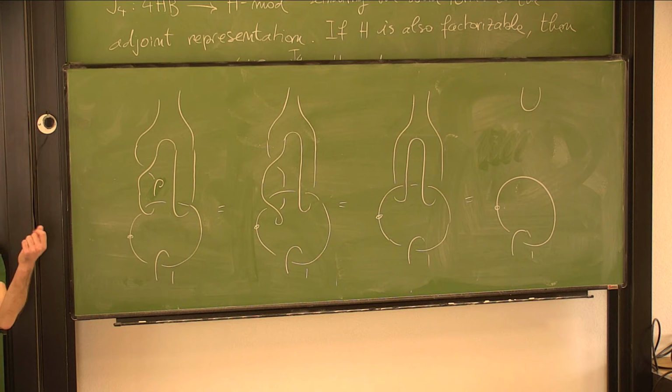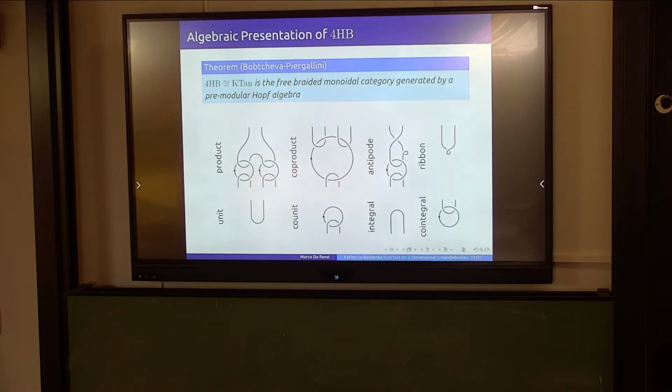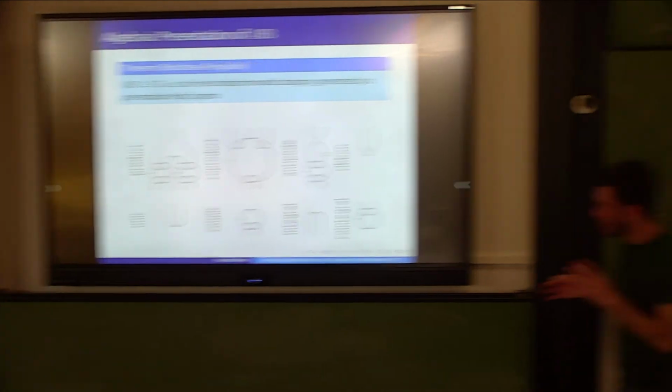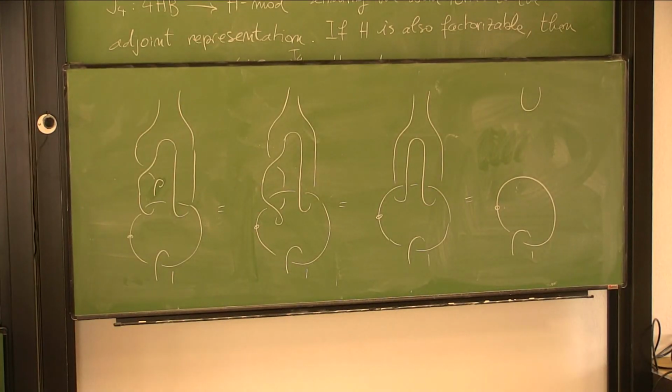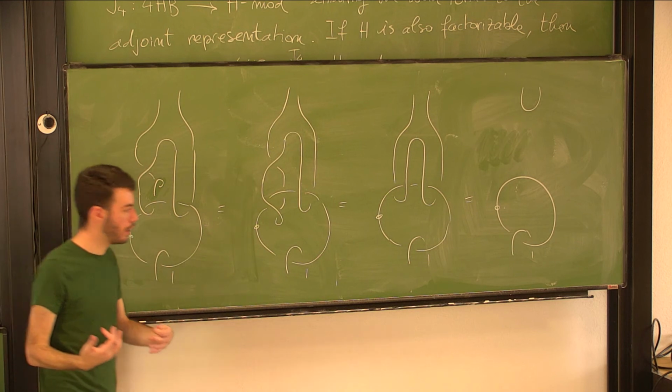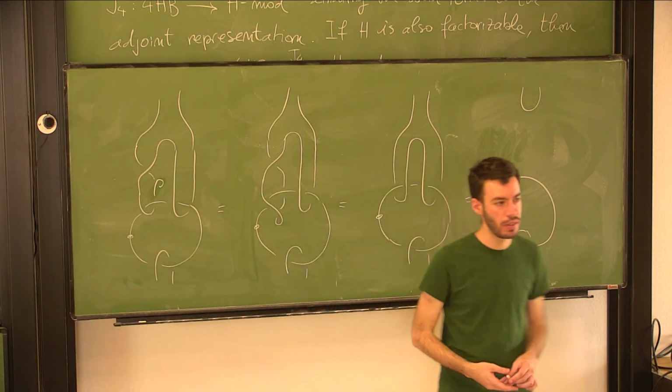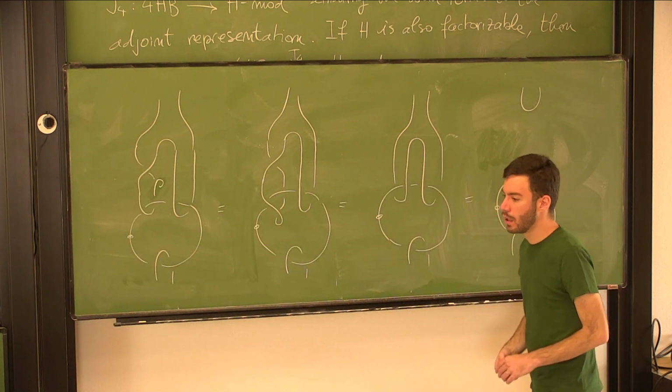X tensor y becomes xy. The unit, you just send this to the unit. The coproduct is the formula that was here before, so you should send to the modified one. Co-unit is standard, antipode to the modified one, integral, ribbon element, and co-integral all to the standard ones. You do this, you get a functor. This is a well-defined functor.